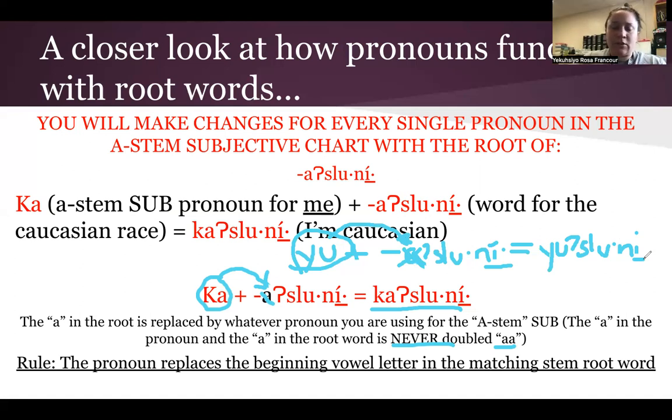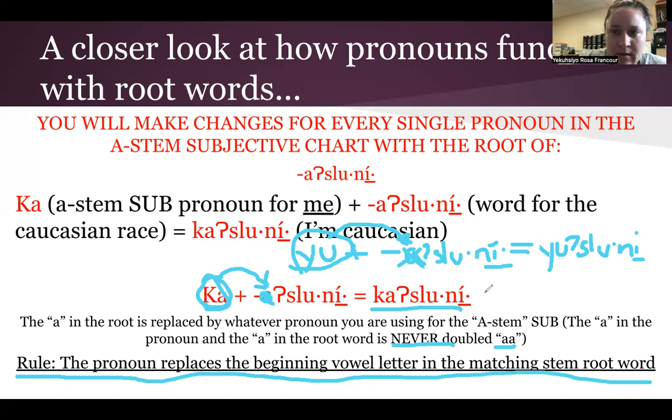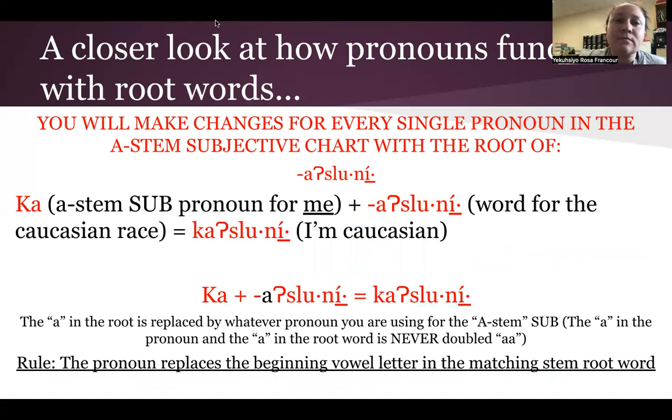This is the basic thing I want you to learn. Here's the rule: the pronoun replaces the beginning vowel letter in the matching stem root word. Pronoun replaces, here's our ga, the beginning vowel letter. It replaces this. And now it's ga zloon. Okay? So that's how you conjugate. That's a little bit more of an in-depth understanding of this. Okay? So let's move on.